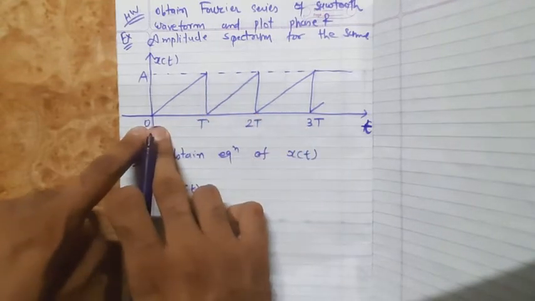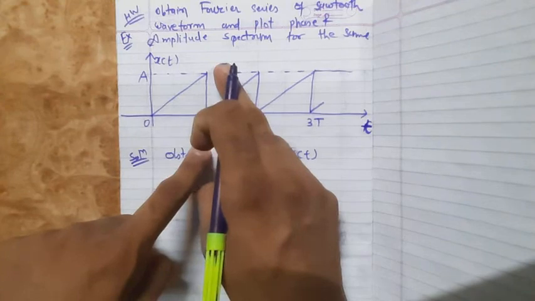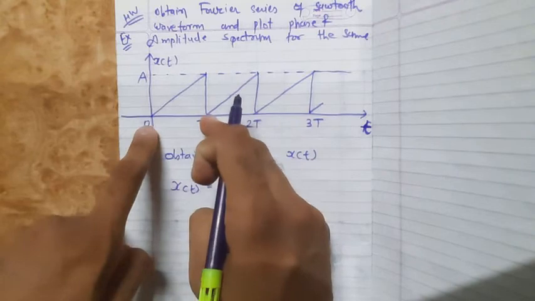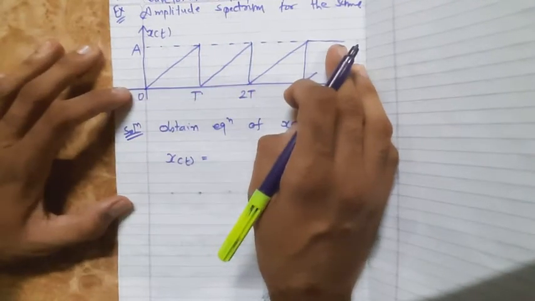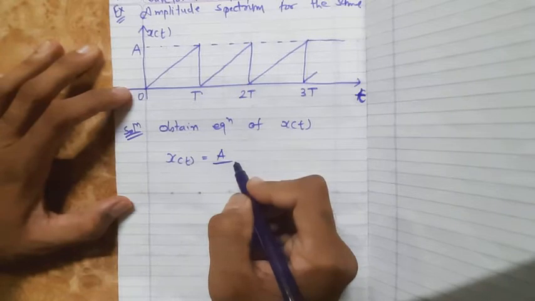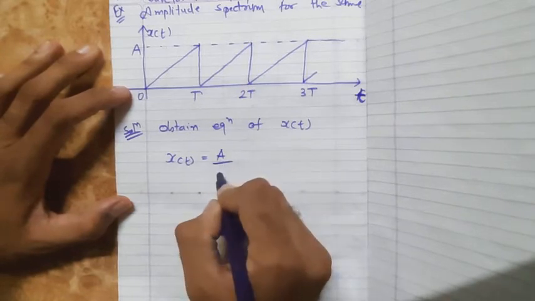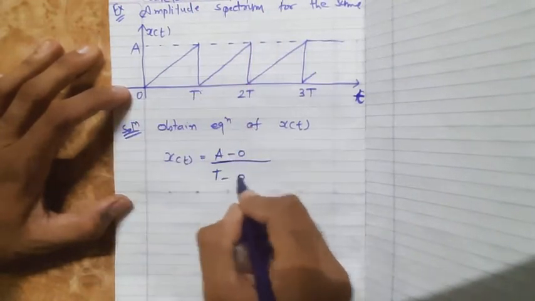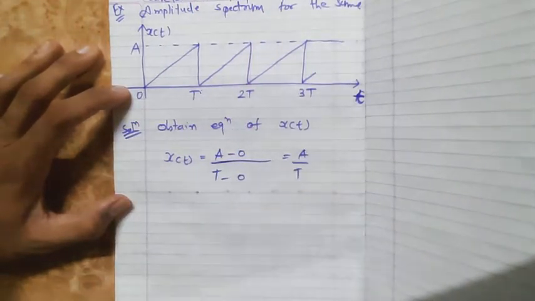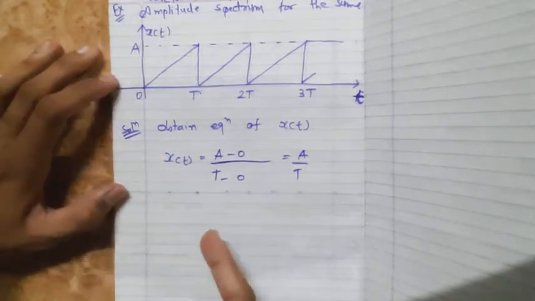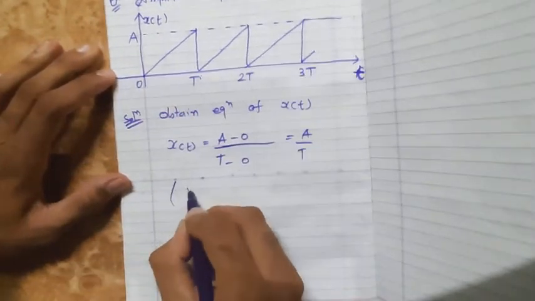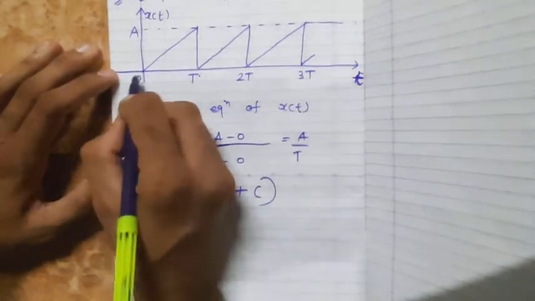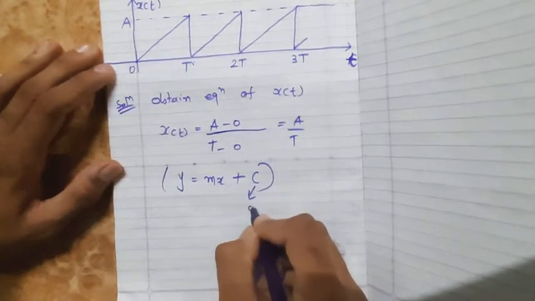So this is my width, this is my height. So I can say the slope is equal to the height divided by the horizontal length. So what is the height? It is A. Divided by what is the length? It is T. Sometimes you can also write A minus 0 divided by T minus 0, which is A by T. Okay, and the equation is y equals mx plus c. This is the line equation, but you see here it is passing through 0, so c is 0.